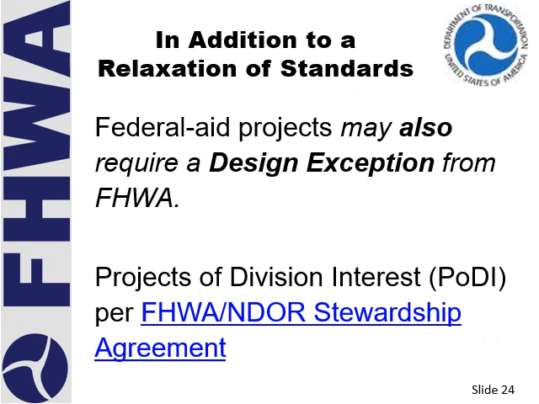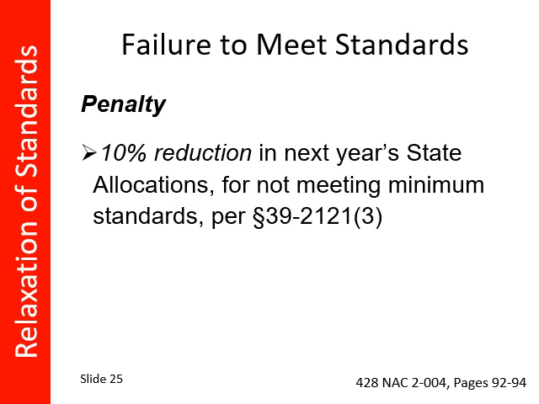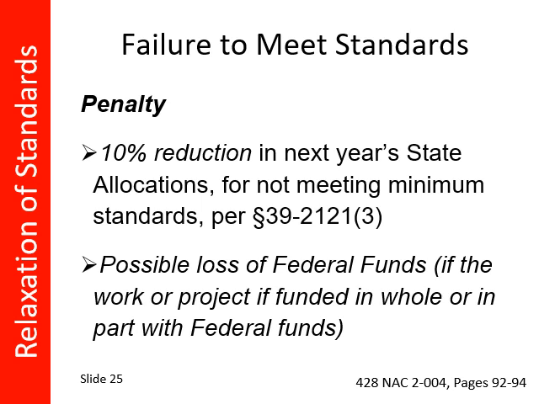A city or county must check with the local projects section of the Department of Roads for any federal aid project to see if a design exception is necessary in addition to a relaxation of standards. The penalty for not meeting standards is a 10% reduction in next year's Highway Allocation Fund distributions. If a work or project is funded in part or entirely using federal funds and does not meet standards, there is a risk of losing some or all of that federal funding.